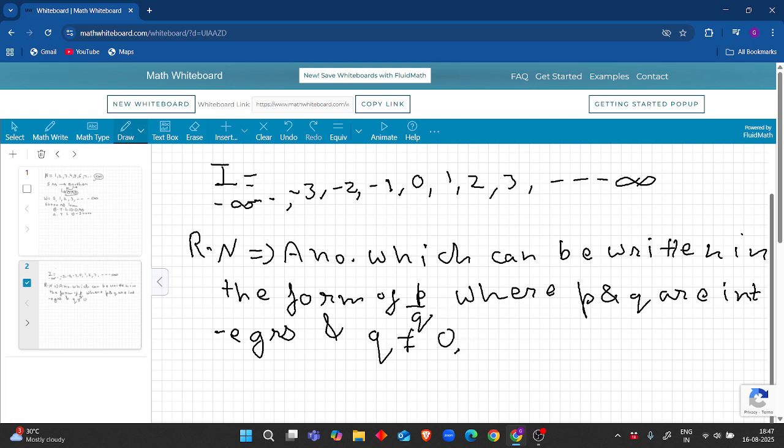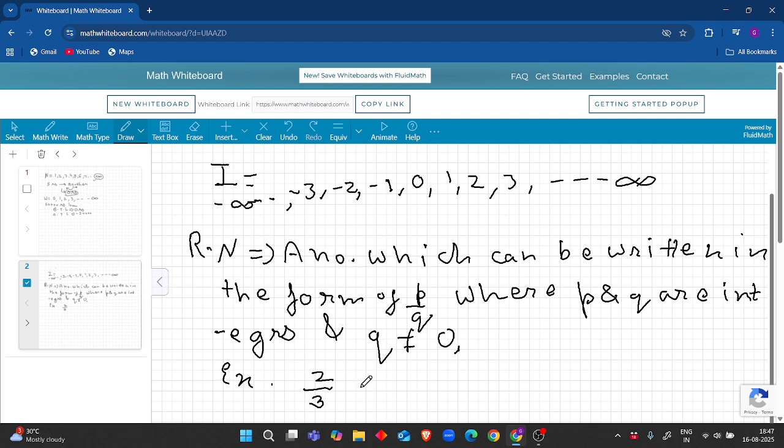Let's study it one by one. A number which can be written in the form of p by q, where p and q are integers and q not equal to 0. In order to check whether a number is a rational number or not, like if I write 2 by 3 here, 2 by 3.